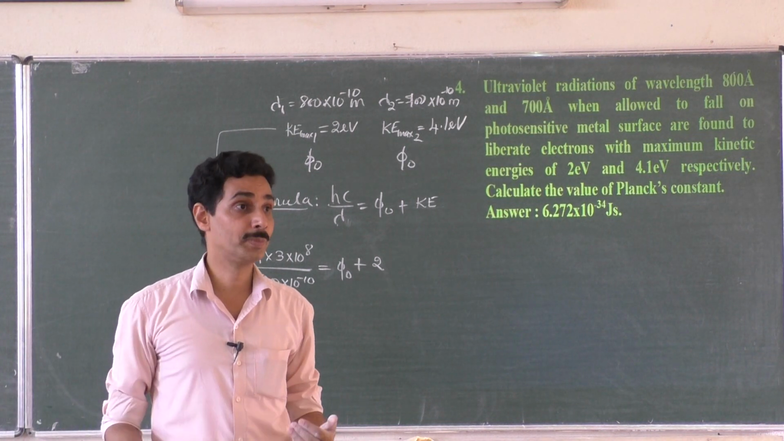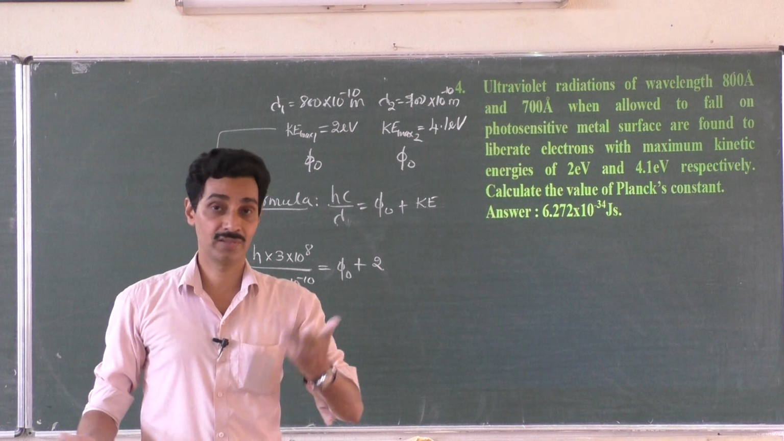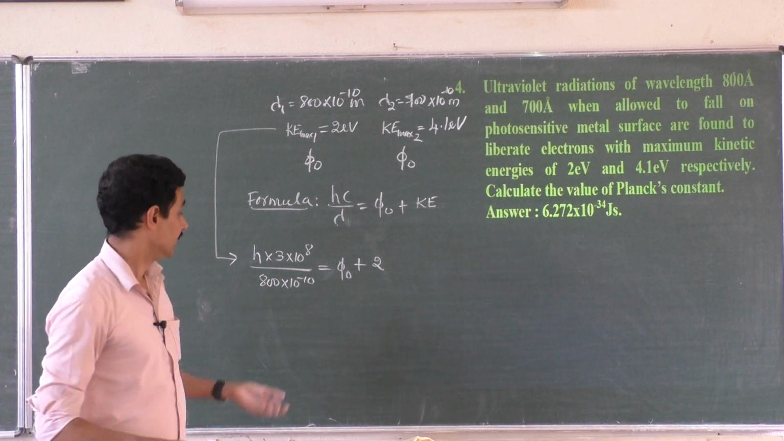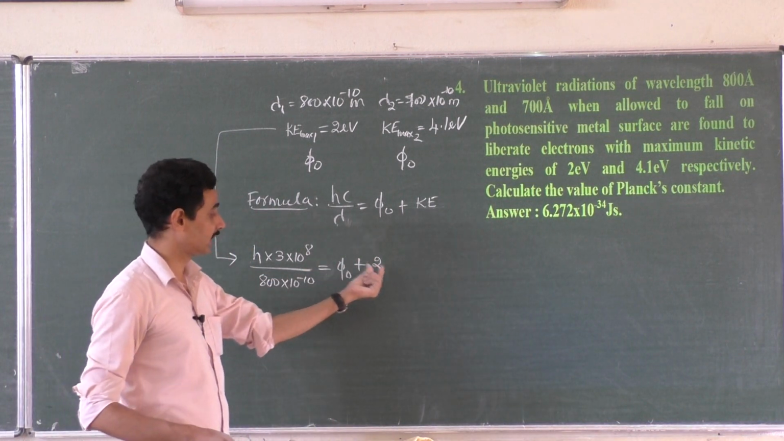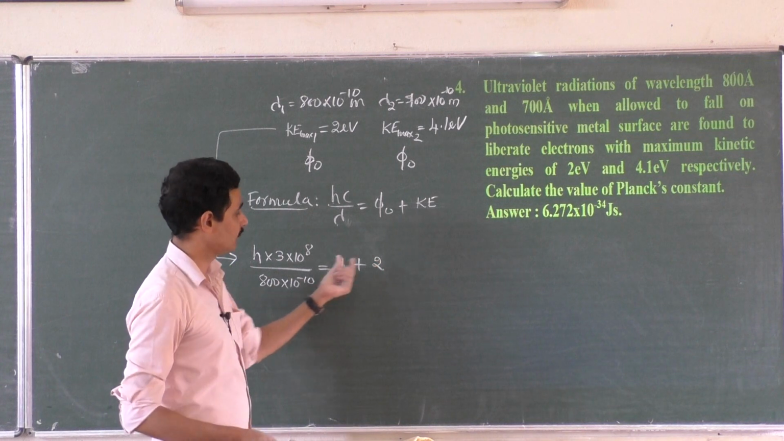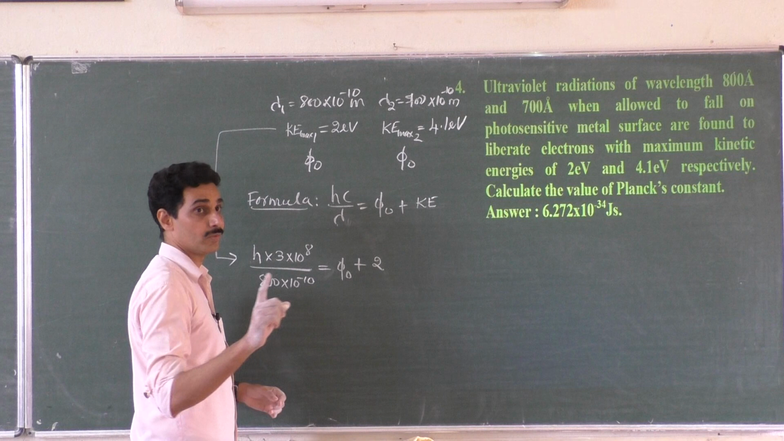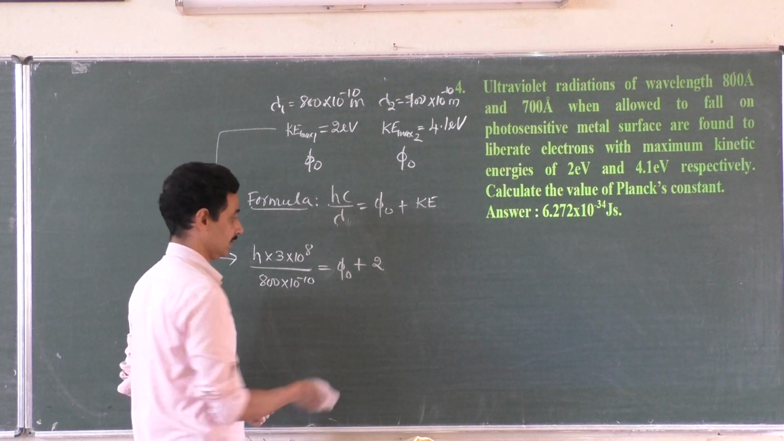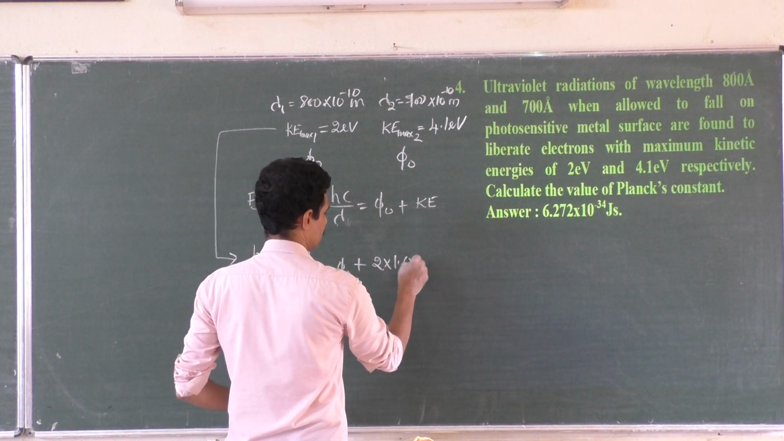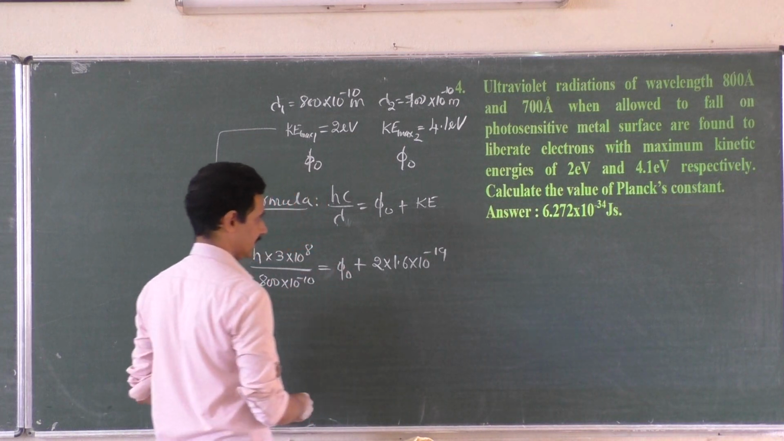You can't write 2 rupees plus 50 paisa is 250 rupees. Not possible. Units are different. So if it is electron volt, electron volt, no problem. Joule, joule, no problem. So 2 electron volt. 1 electron volt is equal to 1.6 into 10 to the power minus 19. 2 electron volt is 2 into 1.6 into 10 to the power minus 19.